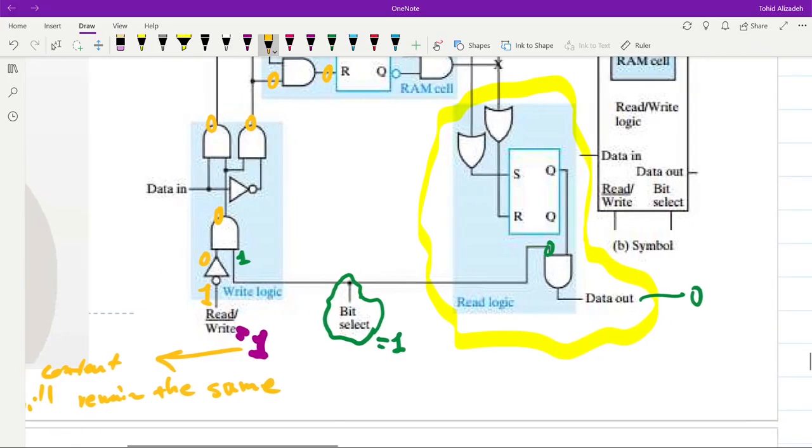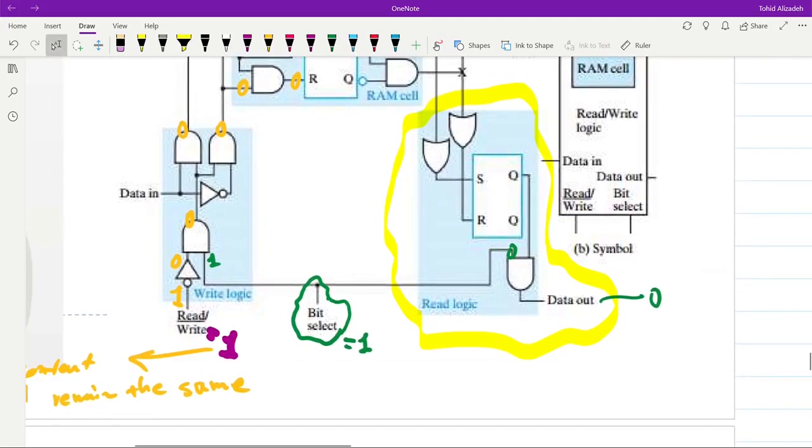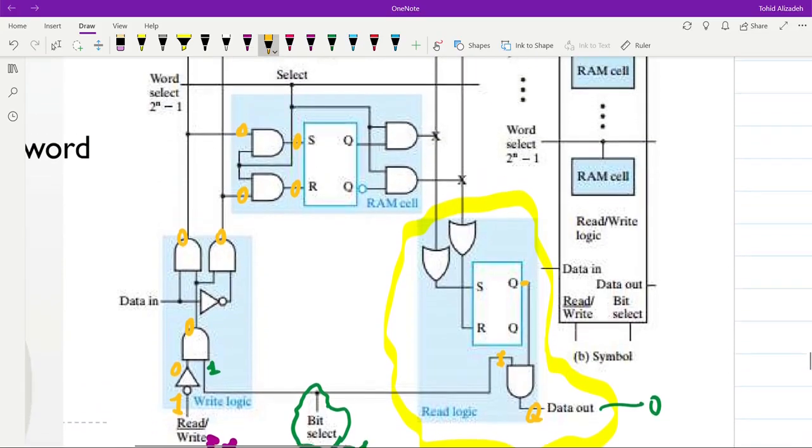But then let's see what happens on the output side. When bit select is equal to 1, then here we will have 1 at one input of the AND gate that we have here, and the second input comes from this SR latch. So therefore over here we will also have the Q as the data out, but let us see where that Q comes from.